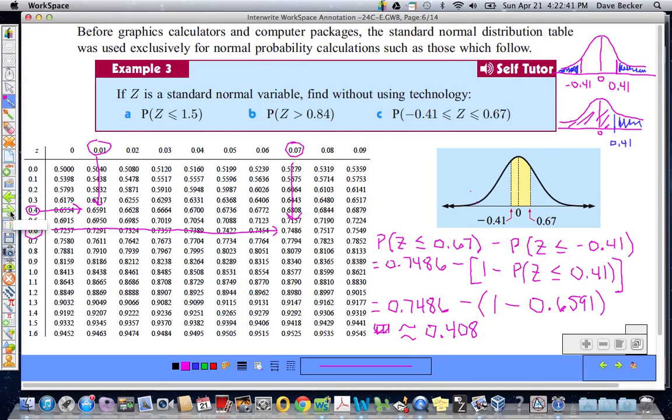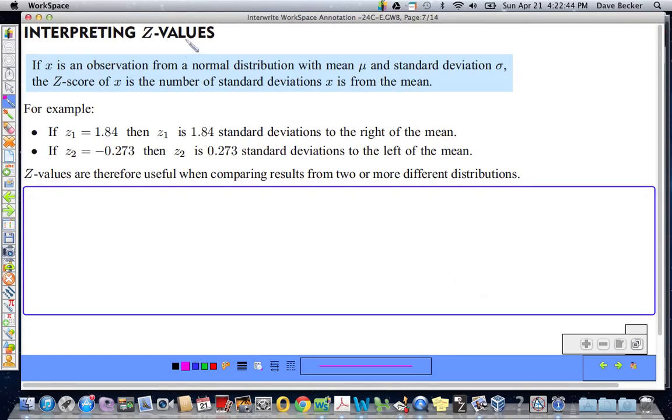Let us move on. Now we're getting to interpreting z values. We're actually going to calculate our own z values. If x is an observation from a normal distribution with mean mu and standard deviation sigma, the z-score of x is the number of standard deviations x is from the mean. So if I have a piece of data where its z-score is 1.84, then it's 1.84 standard deviations to the right of the mean. If it's negative 0.273, then that particular piece of data is 0.273 standard deviations to the left of the mean.